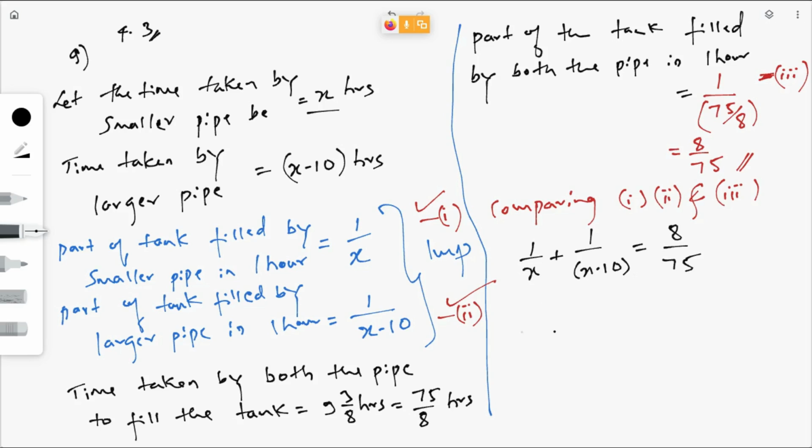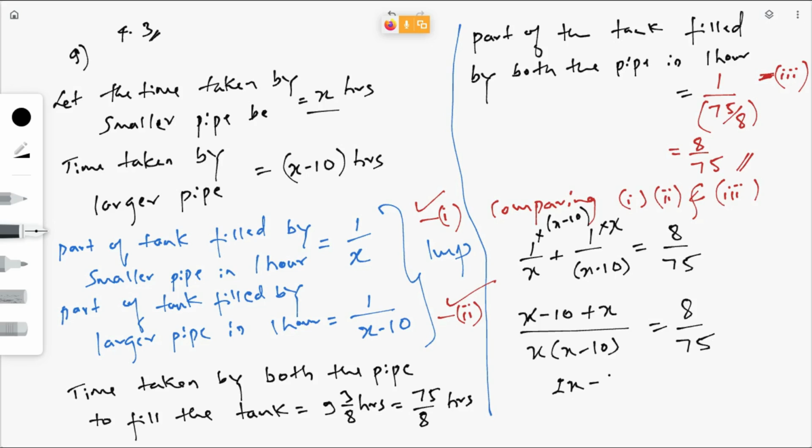Again, LCM. If you find the LCM here, x into x minus 10, plus x, yes or no? Multiply x into x minus 10 into x is equal to 8/75. Any questions here? Any doubts? Now simplify these two. x plus x is 2x minus 10, divided by x square minus 10x, is equal to 8/75.